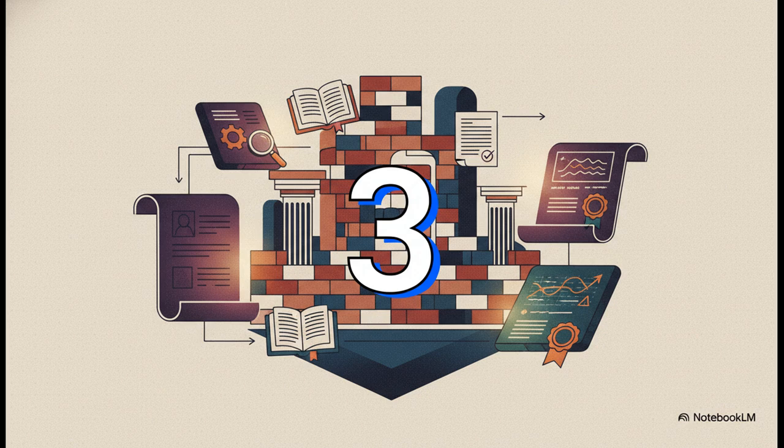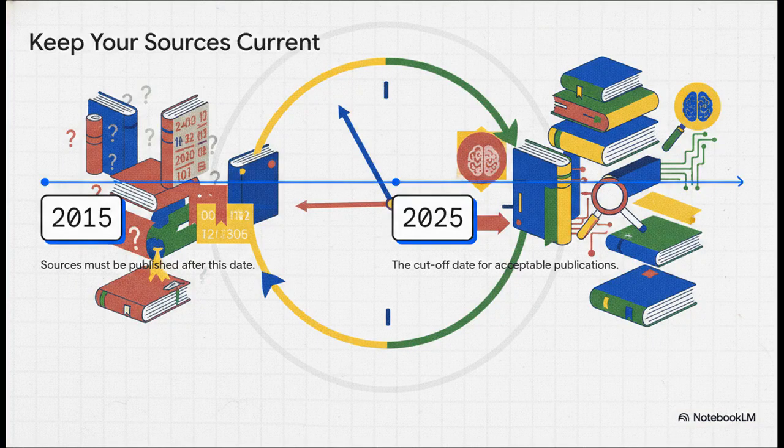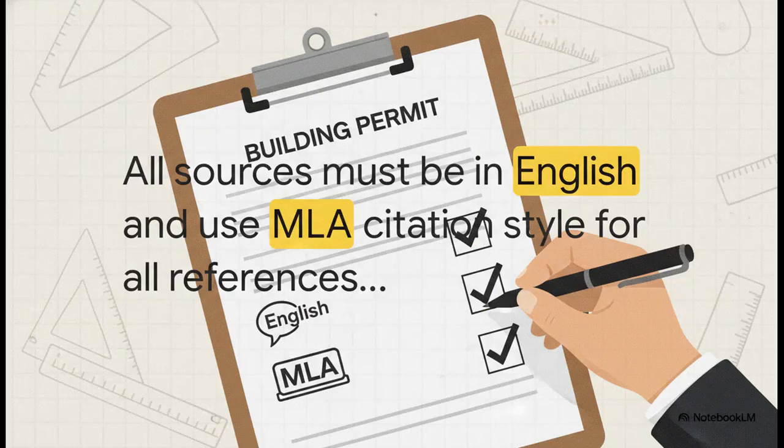Your materials also need to be fresh. All of your sources, every single one, must have been published within the last 10 years. This just makes sure that your argument is relevant and built on the latest thinking, not on information that's already out of date. And finally, just 2 quick technical rules to wrap this up. All of your sources have to be in English, and you've got to use MLA citation style. Think of this as the final inspection, just making sure everything is up to code and labeled correctly.